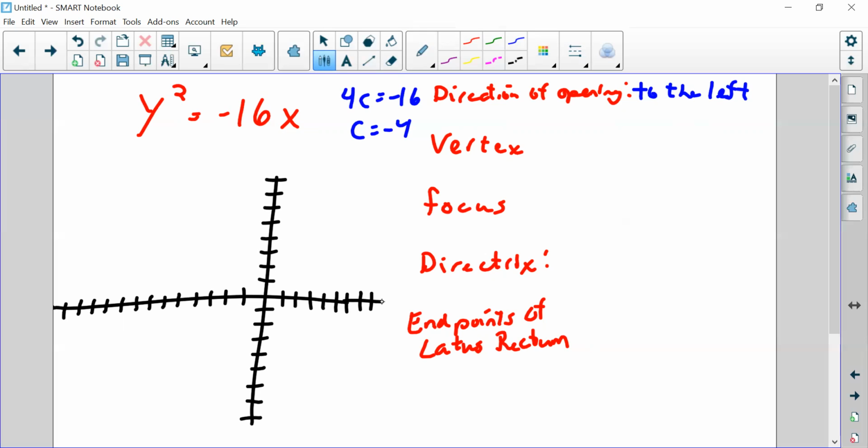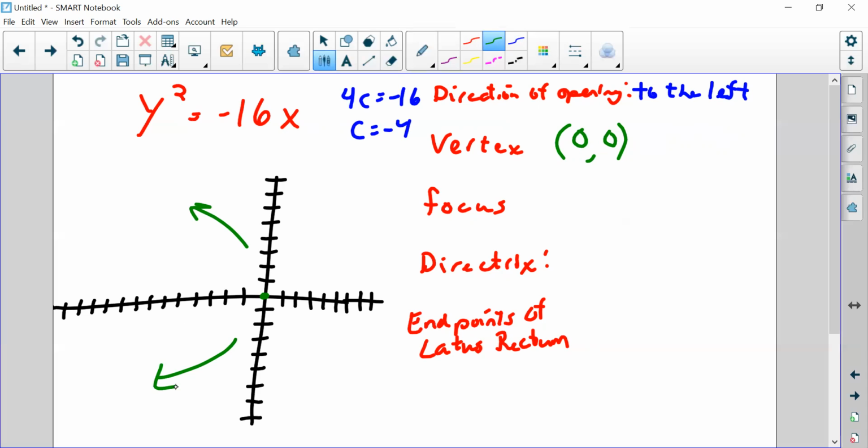Okay. So the first thing I need to do is figure out where my vertex is. So where would my vertex be? This one's again 0, 0. And I don't have those parentheses adding anything to anything, it's a 0, 0. So I've got my vertex here at 0, 0. I know I'm opening to the left, so it's going to be going in this direction. So will my focus be to the left of my vertex or to the right of my vertex? To the left of my vertex.